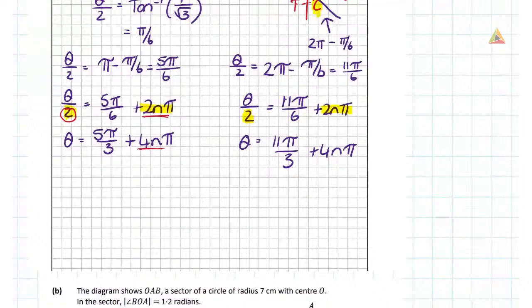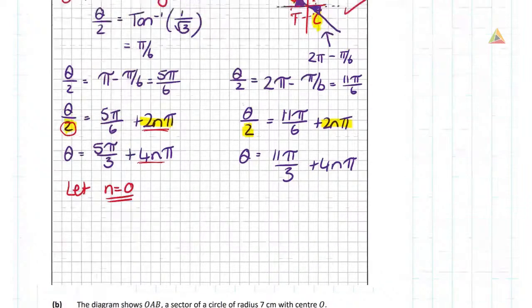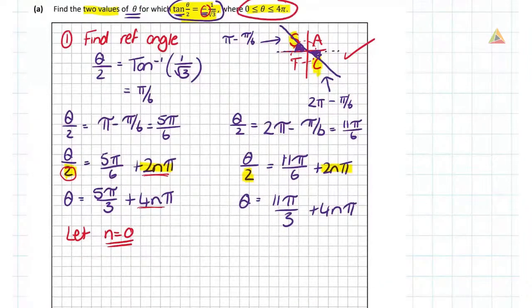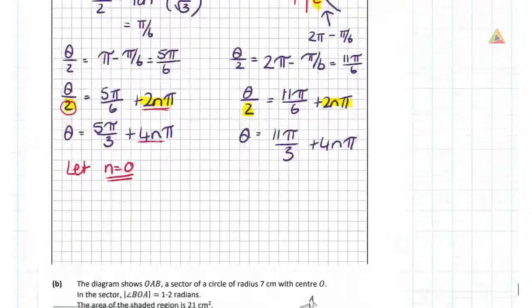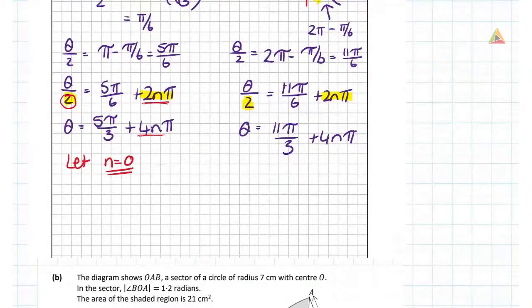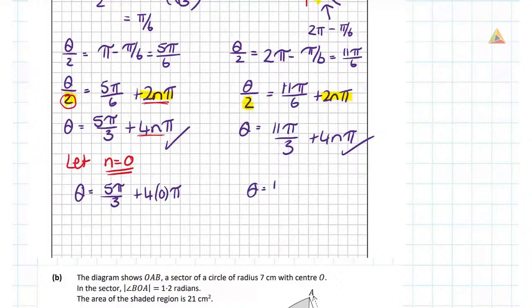And the very last thing that we do is we sub in our values of n, and we always start with n equals 0. We continue for n equals 1, n equals 2, as long as we don't pass out of your domain here, which is 4 pi. So we're going to start with n equals 0, and we're going to sub it in here, and we're going to sub it in here. So that will give me theta is 5 pi over 3 plus 4 times 0 pi, and this will give me 11 pi over 3 plus 4 times 0 pi as well. And that basically crosses off this term and this term, so those are your two values of theta.